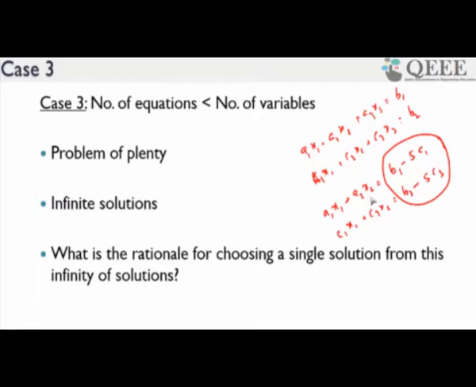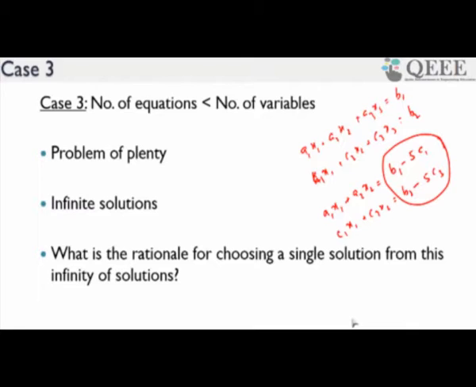Now there is no sanctity to the number 5. We could also say let it be 4, for example. Then you will have a1x1 plus a2x2 is b1 minus 4c1 and c1x1 plus c2x2 is b2 minus 4c3. Again this will become a constant number. You will find a solution for x1 and x2. So those values of x1, x2, and 4 would be a solution to the set of equations. If you repeat this process, you could get infinite number of solutions for this.